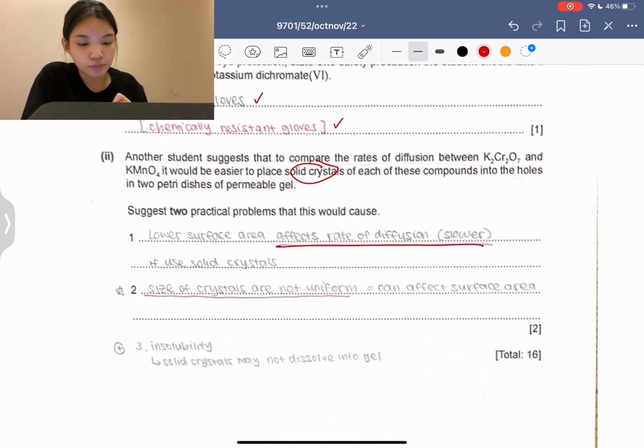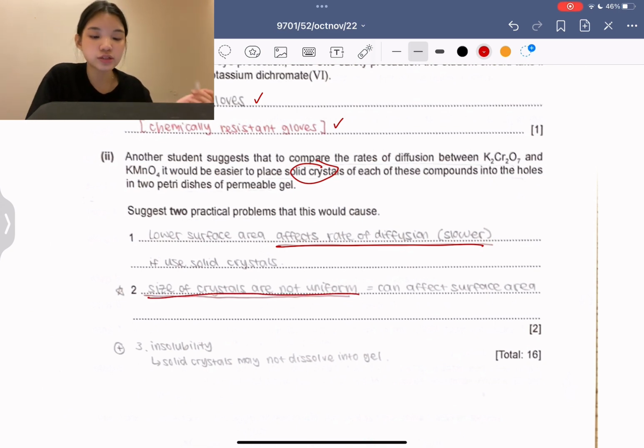And another would be the size of crystals are not uniform, and so it could affect the surface area. It could affect the rate of diffusion eventually also. So another practical problem that this would cause would be insolubility. Solid crystals may not dissolve into the gel and would affect the experiment all in all.